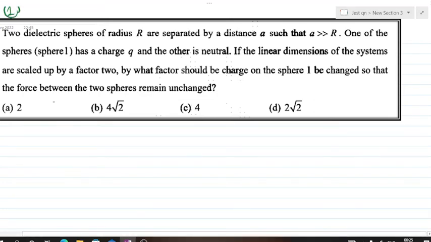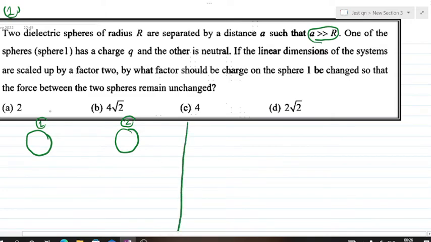Two dielectric spheres of radius r are separated by a distance a, such that a is much greater than r. This is sphere 1 and this is sphere 2. One of the spheres has a charge q and the other is neutral. If the linear dimensions of the system are scaled up by a factor 2, by what factor should the charge on sphere 1 be changed so that the force between the two spheres remains unchanged?